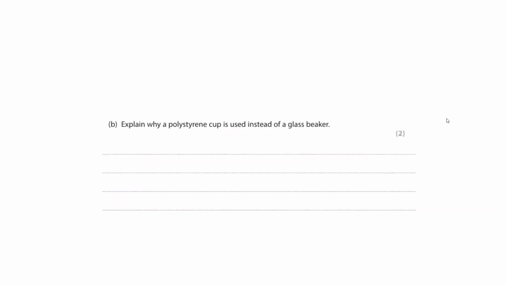Part 2. Explain why a polystyrene cup is used instead of a glass beaker. We just discussed it. A polystyrene cup does not let heat from inside go outside, nor outside heat come inside, because the polystyrene cup is an insulator. So we can simply write: polystyrene cup is a heat insulator.